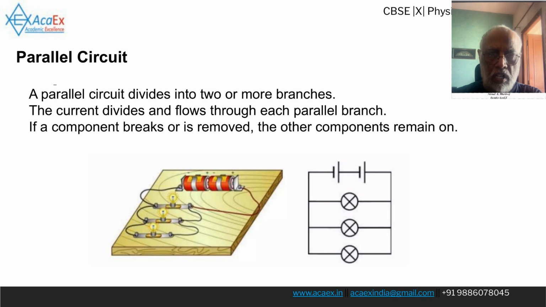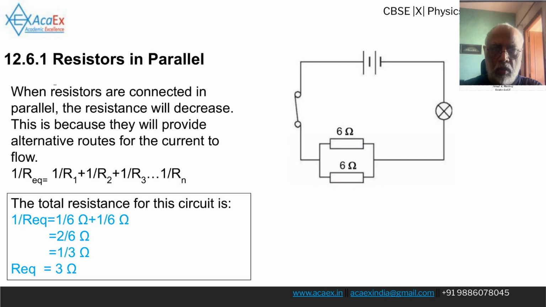A parallel circuit is one that divides into 2 or more branches. The current splits and flows through each branch. An advantage of a parallel circuit is that if one component breaks, the other branches will continue to function. Resistors in parallel. When resistors are connected in parallel, the total resistance of the circuit decreases. This is because the circuit provides multiple paths for the current to flow.